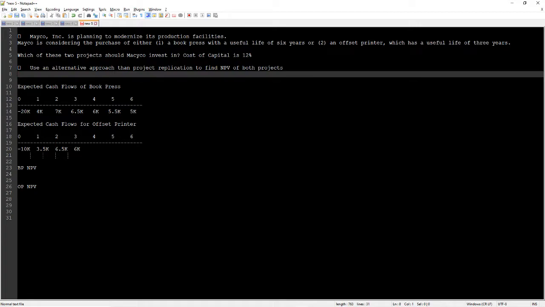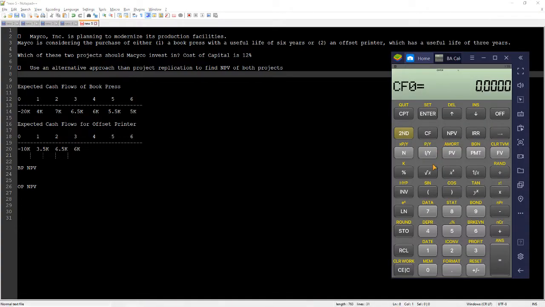So, first thing we're going to do is find the NPV of the book press, because the book press is something we have to calculate the NPV for no matter what. We can't change that. We have to find it. So CF0 is negative 20,000. CF1 is 4K. I'm going to rush through this as fast as I can because this isn't the important part, but we still need to find it so that we have something to compare it to, and to show you that even though we're using a different approach, it's just as good.